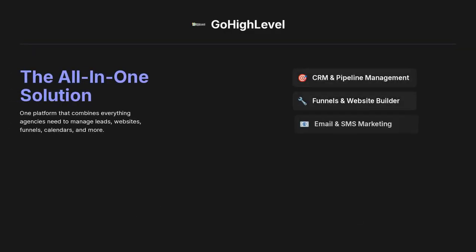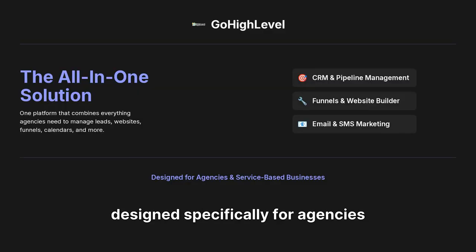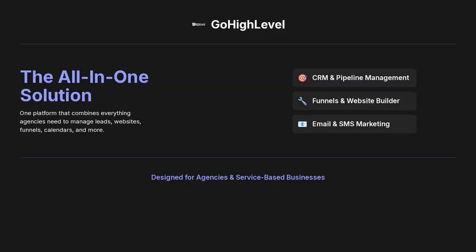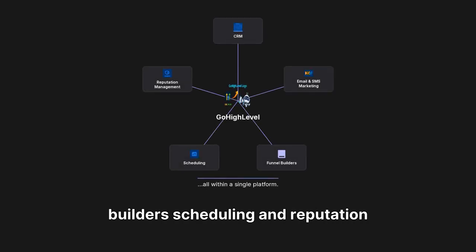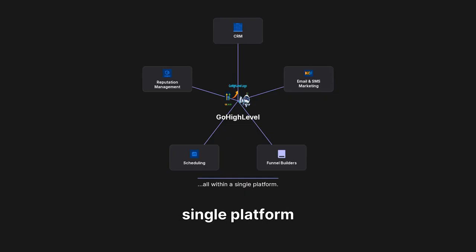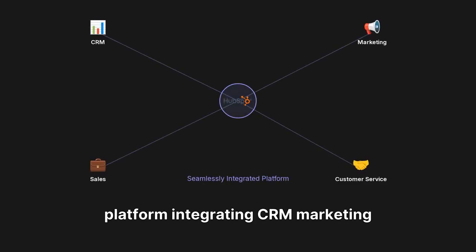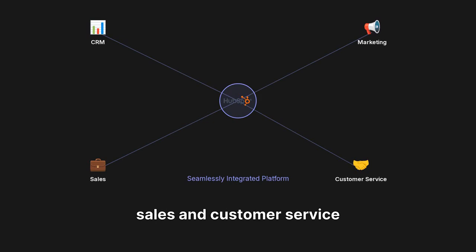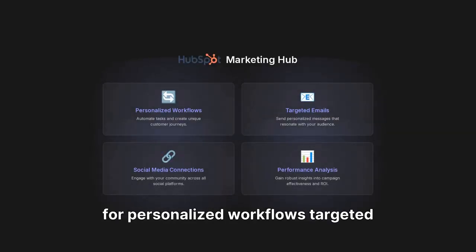Among the many platforms available, Go High Level stands out as an all-in-one solution designed specifically for agencies and service-based businesses. It combines CRM, email and SMS marketing, funnel builders, scheduling, and reputation management, all within a single platform. HubSpot is another comprehensive platform, integrating CRM, marketing, sales, and customer service tools seamlessly. Its Marketing Hub allows for personalized workflows, targeted emails, social media connections, and robust campaign performance analysis.